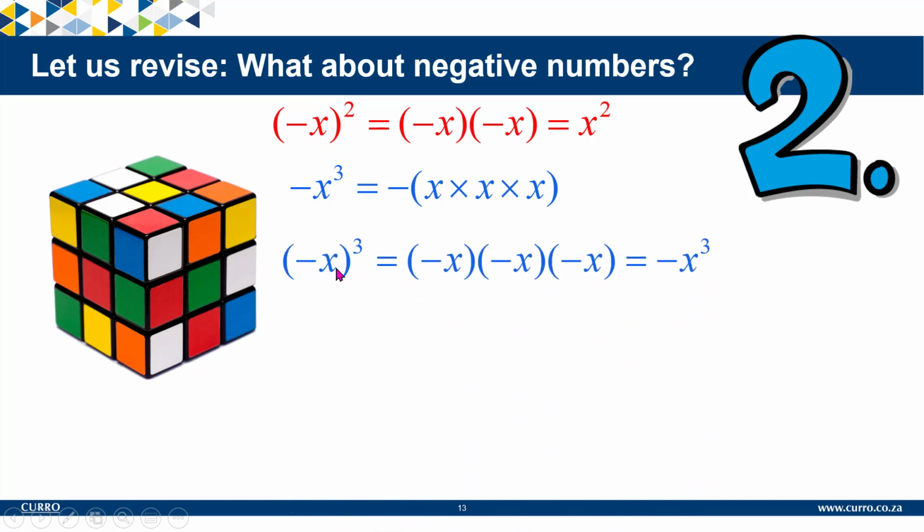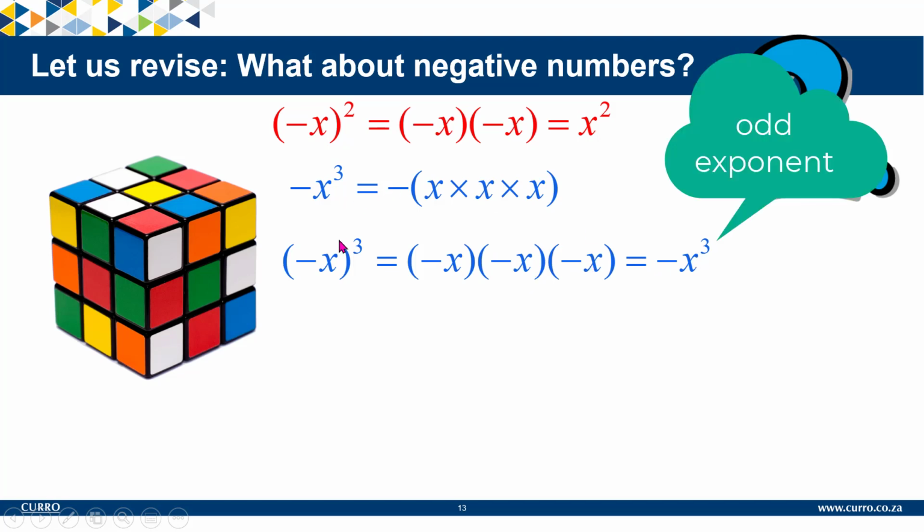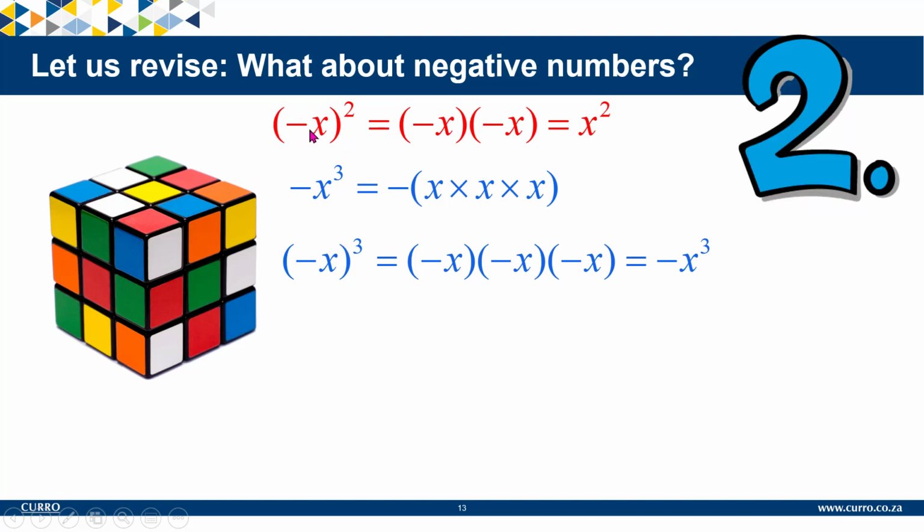What about negative x in brackets cubed? Negative x times a negative x times a negative x. So the negative is multiplied by itself 3 times, not just once like here. But coincidentally, this is still a negative because there are 3 negatives being multiplied by each other, not just one. So this case and this case is negative. Note, when it was negative x in brackets squared, it became positive. Now it stays negative.